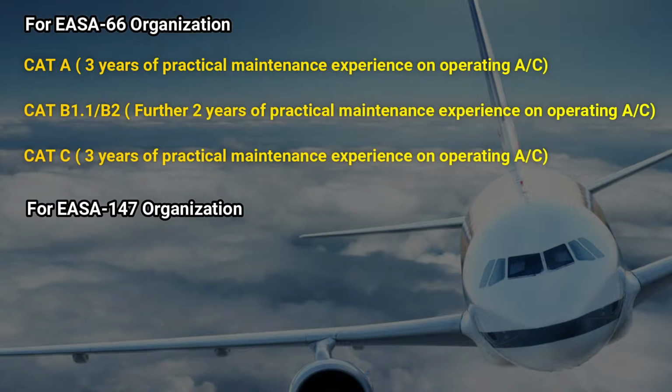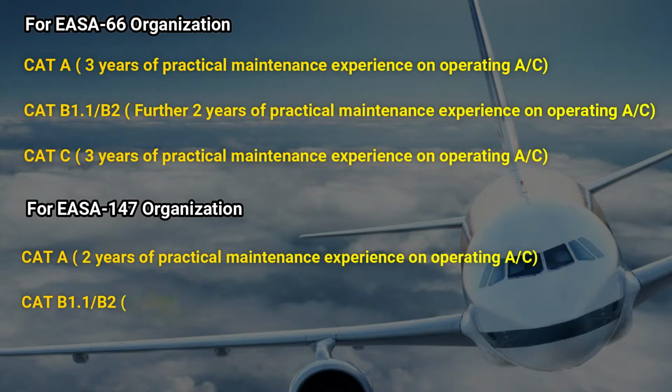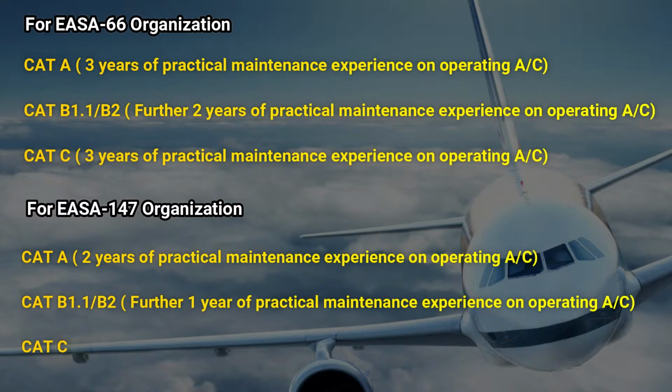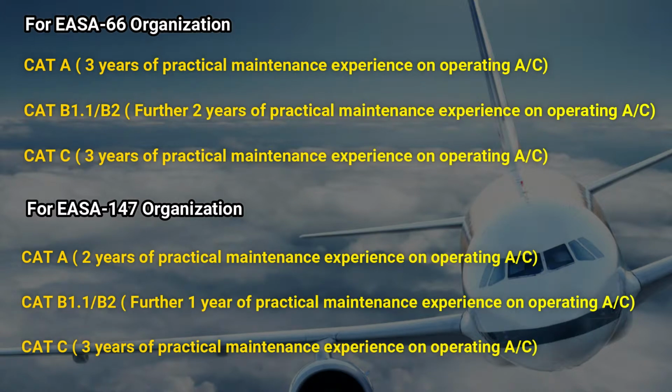For the EASA 147 organization: Cat A, 2 years of practical maintenance experience on operating aircraft. Cat B1.1 and B2, a further 1 year of practical maintenance experience on operating aircraft. Cat C, 3 years of practical maintenance experience on operating aircraft.